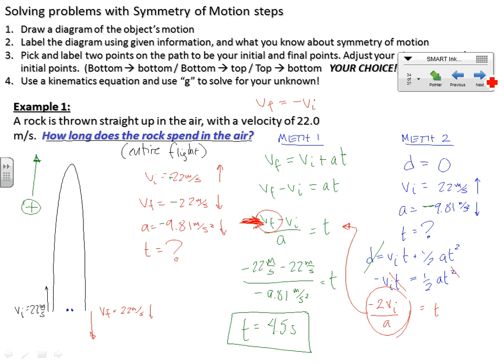Okay, so 4.5 seconds, fair enough? Excellent. Why don't we pause right now? You can write down anything you haven't written down yet. Start up again in a minute or so.